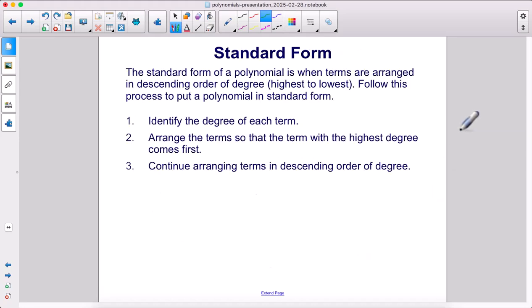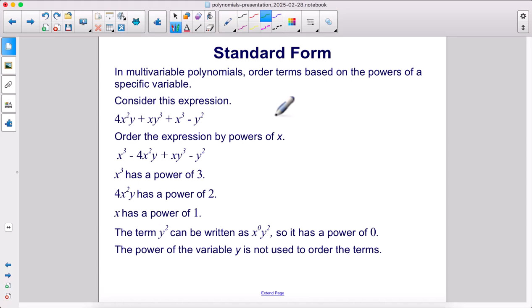The standard form of a polynomial is when terms are arranged in descending order of degree, from highest to lowest. Follow this process to put a polynomial in standard form. Identify the degree of each term. Arrange the terms so that the term with the highest degree comes first. Continue arranging terms in descending order of degree. In multivariable polynomials, order terms based on the powers of a specific variable.